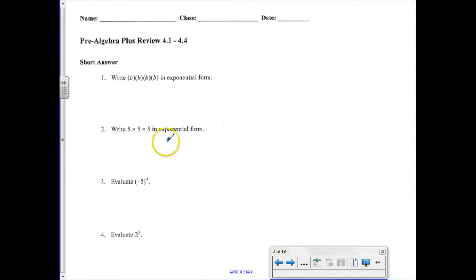On the first one, it says write these in exponential form. So you simply count up how many you have. B is your base, and you'll say to the fourth power. Number 2, same thing. 5 is your base. Write it in exponential form, meaning it's 5 to the third power. And go ahead and just leave your answer this way. That's what it says. I didn't say evaluate. That is coming right now.